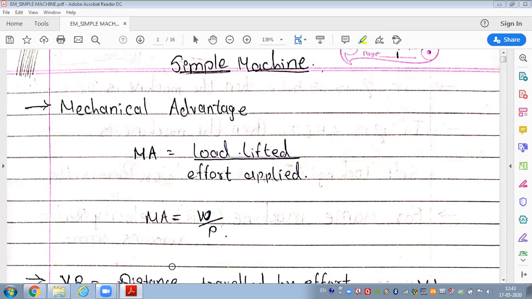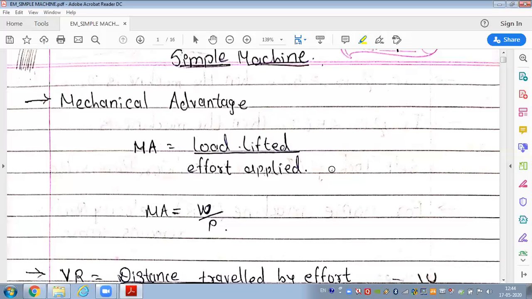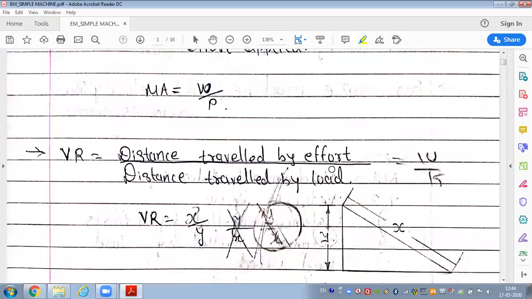The next one is a compound machine. It is a device consisting of a number of simple machines. Mechanical advantage is given by M.A. and the velocity ratio is given by V.R. Now the next one is VR. In the given slide, the VR is given by the distance traveled by the effort to the distance traveled by the load.